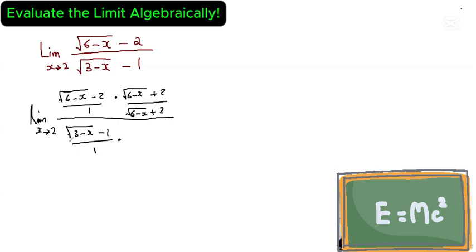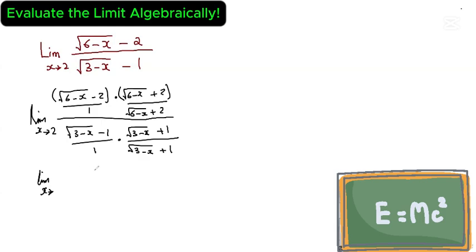You multiply that by the conjugate of this, and not the top. That's going to be root 3 minus x plus 1 all over root 3 minus x plus 1. Now, when we FOIL the top here, you know the drill, you just multiply the first by the first, and then the second by the second, and the stuff in the middle is going to cancel, because it's the difference of two squares.